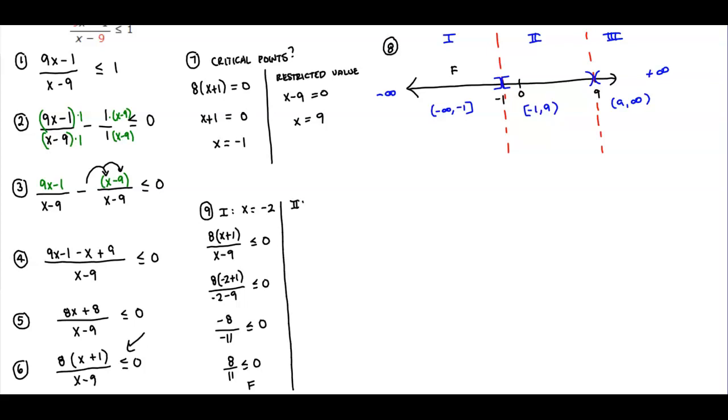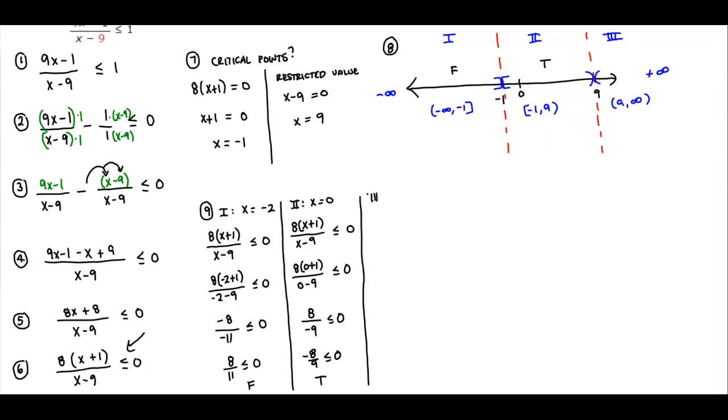If we take a look at region number 2, we can pick x to be 0. And again, using the inequality, 8 times x plus 1 over x minus 9, we see if that's less than or equal to 0. So we have 8 times 0 plus 1 over 0 minus 9. Well, 0 plus 1 is 1, and 1 times 8 is 8. 0 minus 9 is negative 9. So we have negative 8 ninths. And is that less than or equal to 0? Well, that is true.